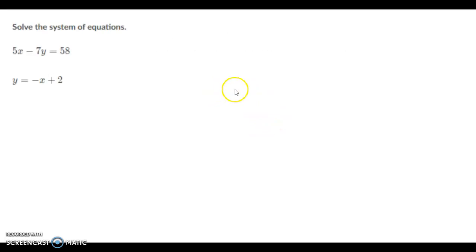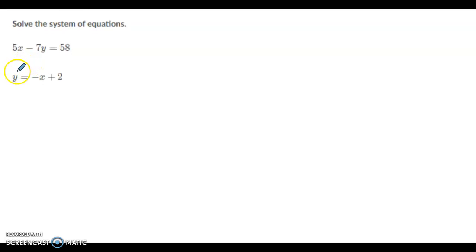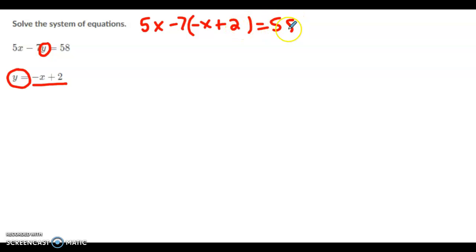This one says solve the systems of equations. And for this system, I'm going to use substitution. The reason why is because I already see a letter by itself. I already know what y equals. Y equals negative x plus 2. So where I see y in my other equation, I'm going to plug in a negative x plus 2. So I'm going to rewrite that first equation, 5x minus 7, and instead of putting y, I'm going to substitute this in for y. So 5x minus 7 times negative x plus 2 equals 58.